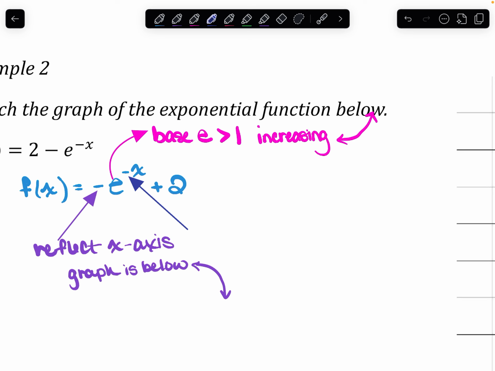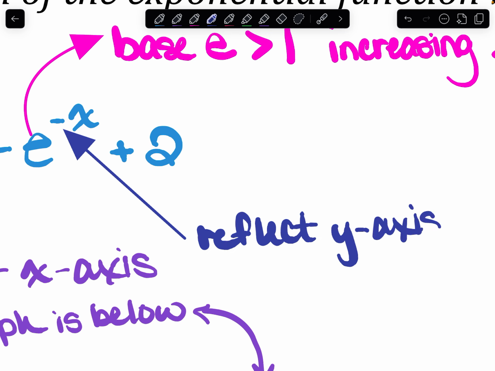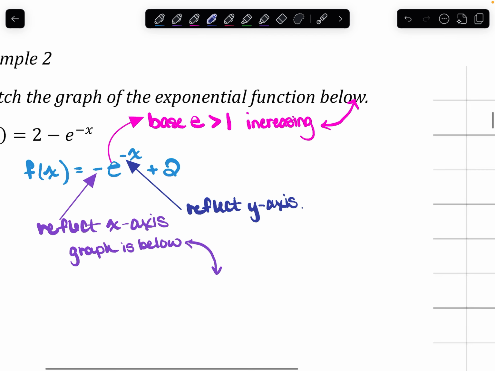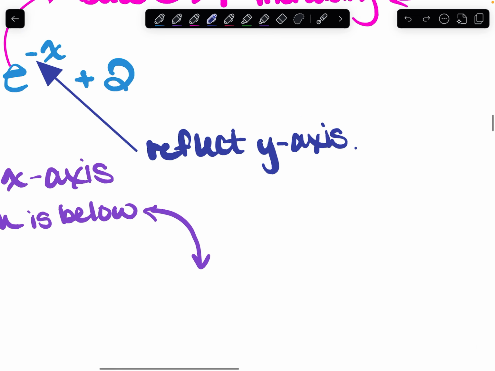When B is negative, that is a reflection on the y-axis. So not from the original function, it's from the reflection we've already had. So we're going to take this graph here, that reflection on the reflection on the x-axis, and we are now going to fold it over the y-axis. So we're going to get a shape that looks something like this.